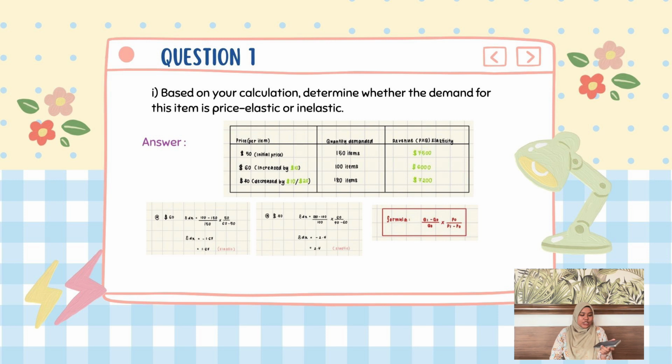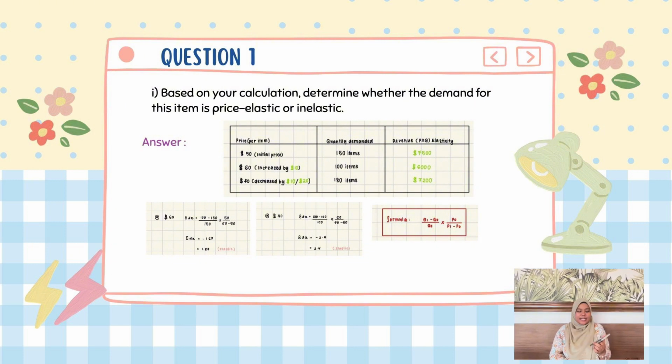But then I need to change it to be a positive value, and the final answer is 1.67. And next, Ammar decided to put her price for $40 per item, and she succeeding in getting 180 demand per item, and she then collecting $7,200 as her revenue. For the calculation, it's the same as before, and I end up getting negative 2.4, which is also elastic. Same as before, I need to change it to a positive value, and the final answer is 2.4.